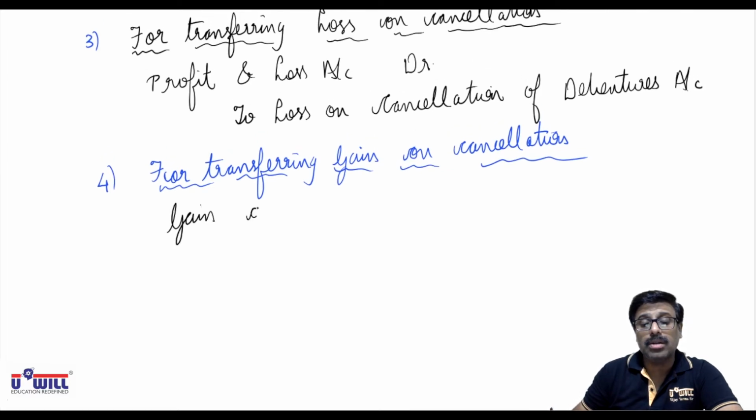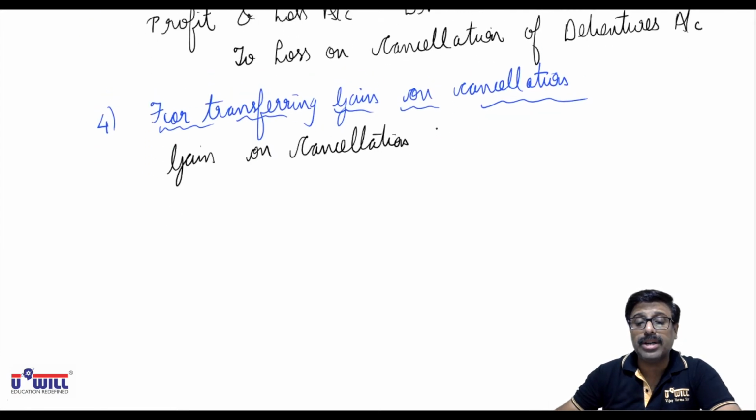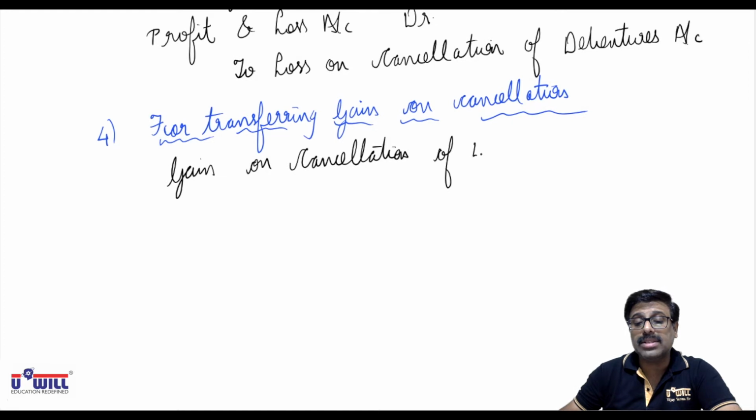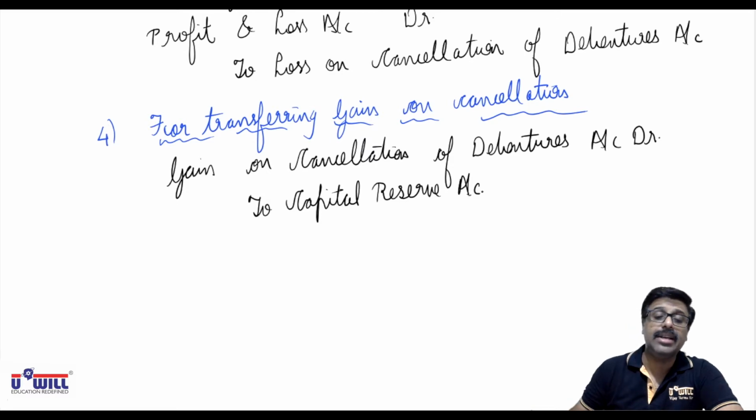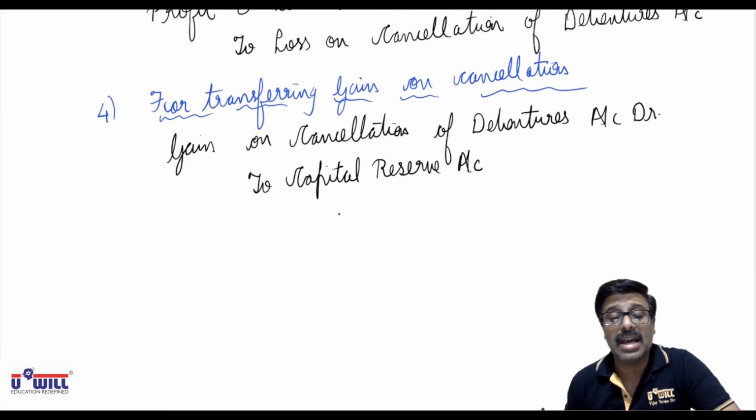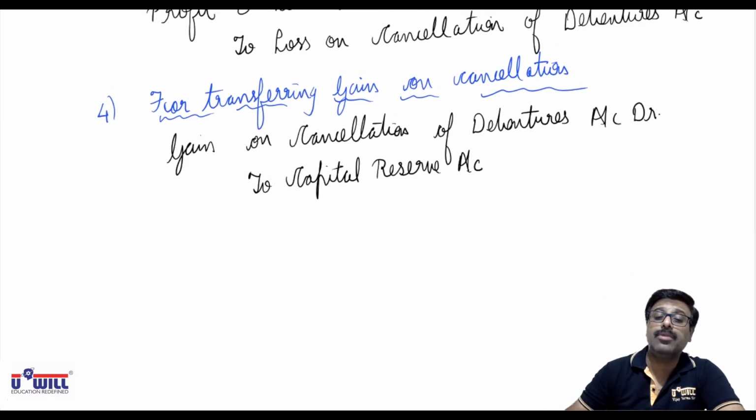Gain on cancellation of debentures account debit. Gain was credited, so to close it, you will reverse and debit it. So gain on cancellation of debentures account debit, and you will transfer that to capital reserve account. Because it is your capital profit in nature, you'll transfer it to capital reserve account.